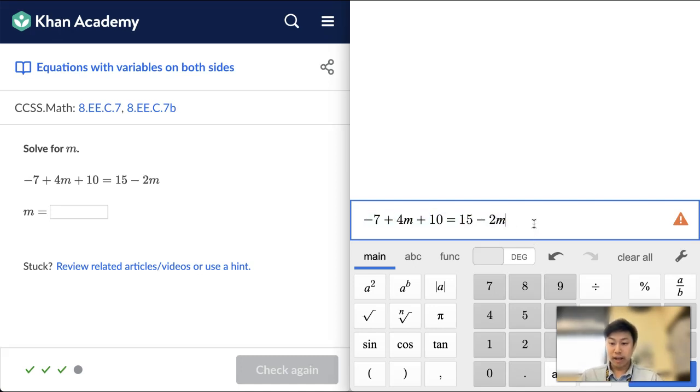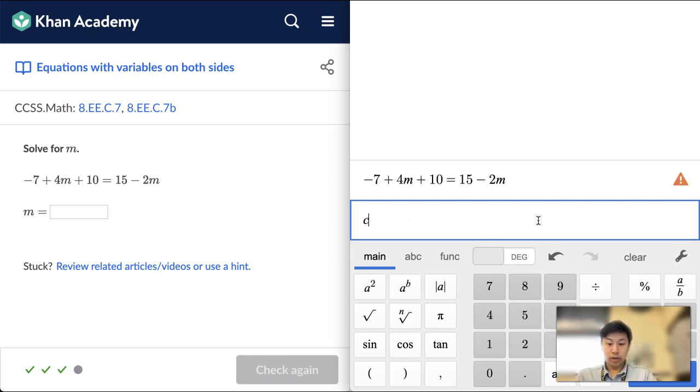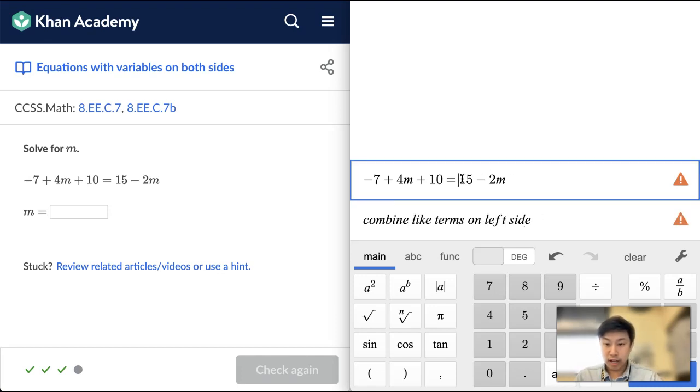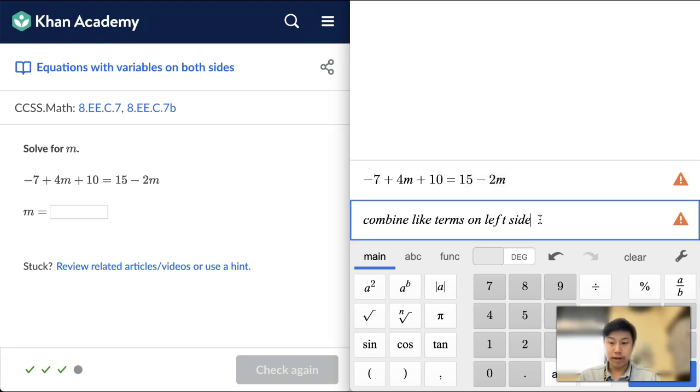My tip for all of these is to combine like terms on a side of the equation if you can. For example, you have 3 terms being added here. We can make this simpler, right? Your negative 7 plus a 10, I can simplify into a positive 3. So I'm going to combine like terms on the left side. The right side, I can't combine anything. There's only a 15 minus 2m. That's just going to stay put. So I'm only focusing on the left side.